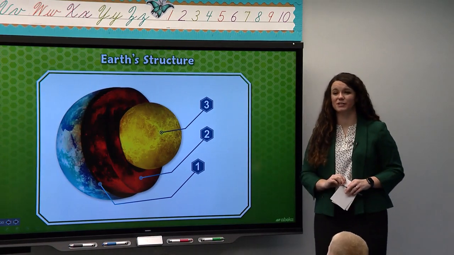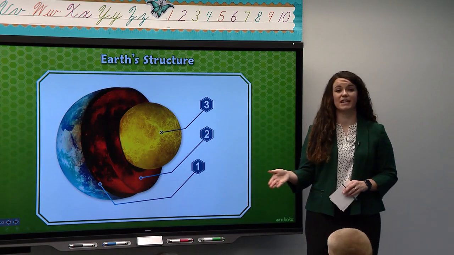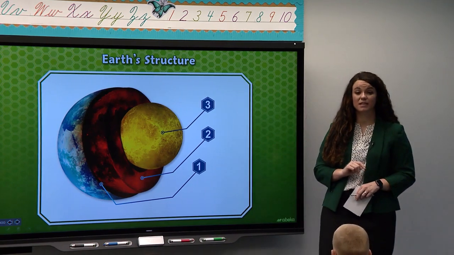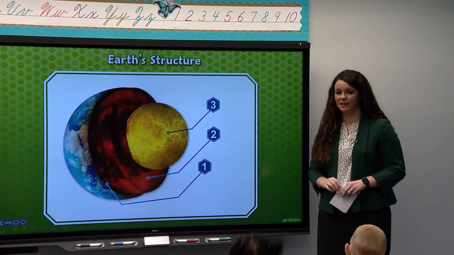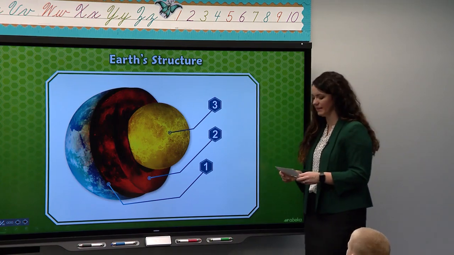What is number two pointing to, Monroe? The mantle. What hot liquid rock, students watching, can you find inside the mantle? It is the magma. And number three is pointing to, Amory? The core. The core, and it is the hottest portion of the Earth at the very center of it.